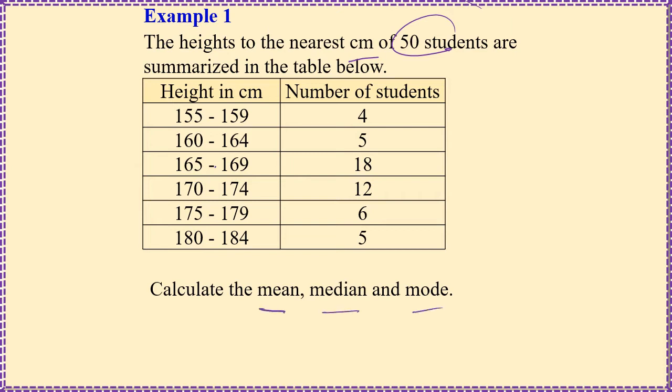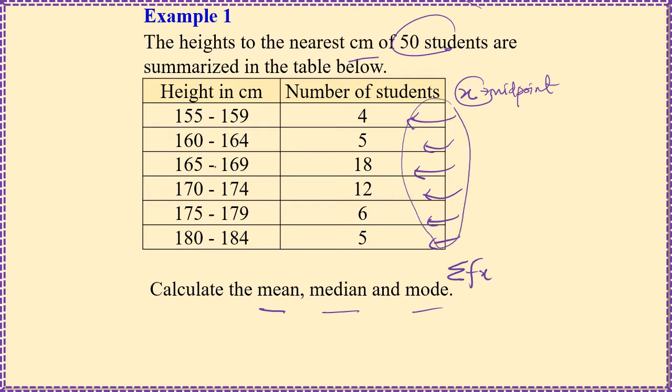So we have to apply all of these formulas. Okay, for mean, first of all, for the group data, what we need to do is to find the midpoint. The x will be the midpoint. So we will multiply the value of x, the midpoint, with the frequency. Now after we multiply, we will have the total. We add up all these values after we multiply.